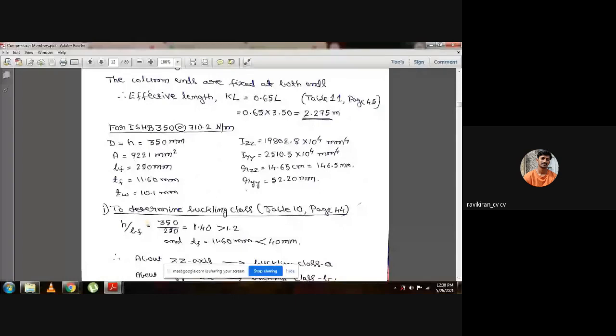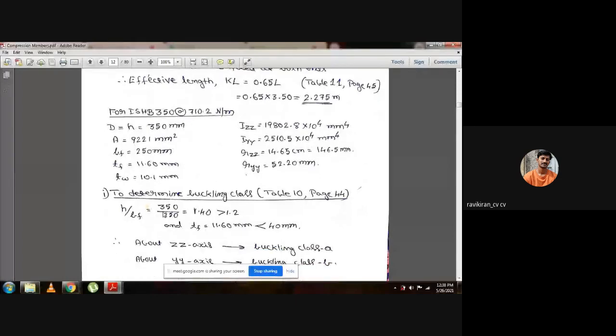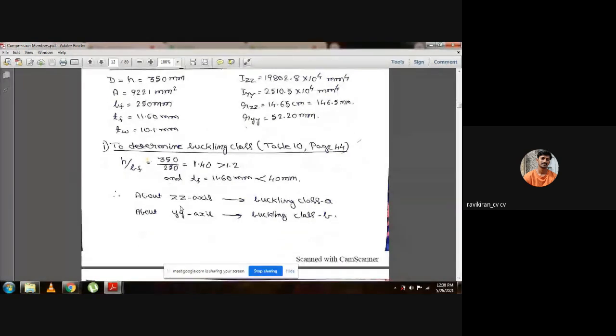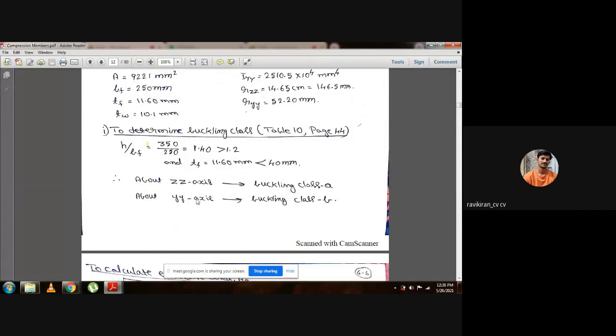So after that, to determine the buckling class, which is given in the table 10 of page 44, height to breadth ratio. If you open this table 10, you'll understand height is given as 350 and breadth of the flange is 250, which we got 1.4, which is greater than 1.2. So the buckling class will be A because it fails in ZZ axis. We should consider. Same way, if it is in YY axis, buckling class will be B.